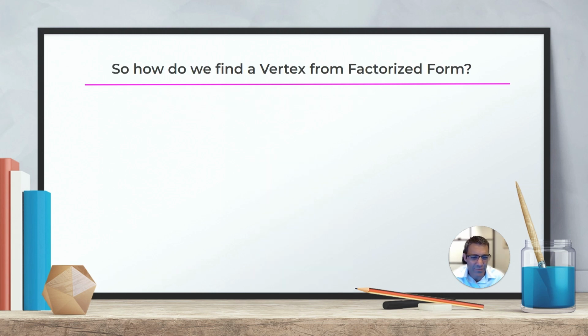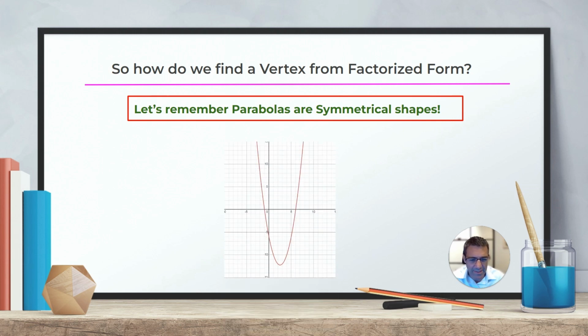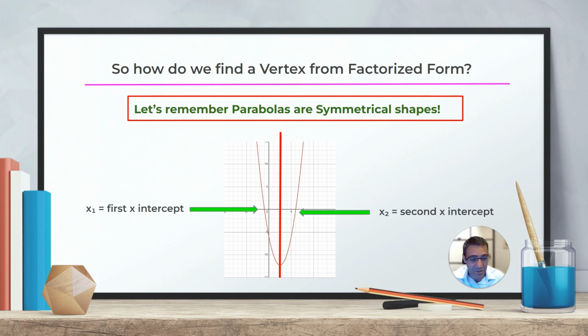How do we find a vertex then from a factorized form? Now, there are many ways to find a vertex, but let's remember that parabolas are symmetrical shapes. And if you found a factored form, typically speaking, you found the two solutions. So if we look at this shape here, you'll notice that if we were to draw a line in the middle, that goes exactly through that bottom bit, which is the vertex. So that's quite handy. And you'll notice also that it's exactly in between the two solutions.